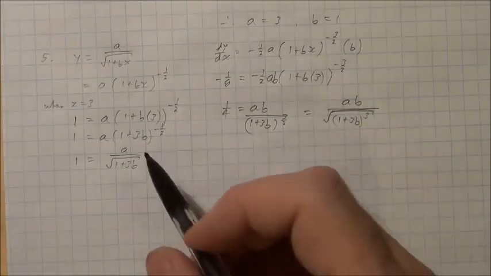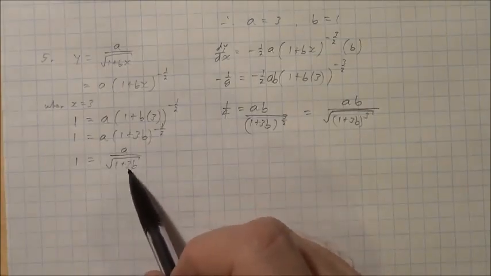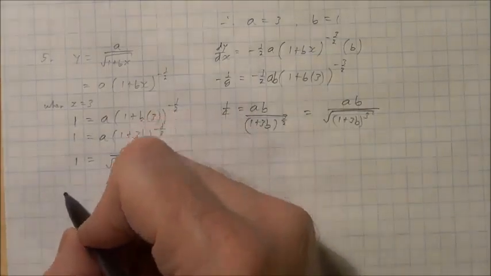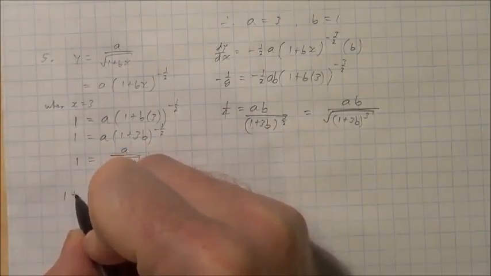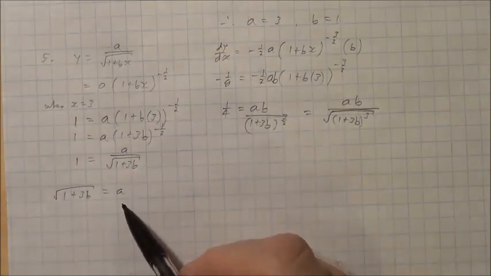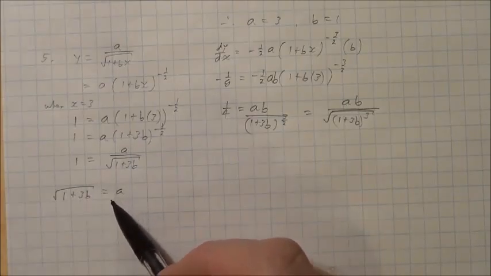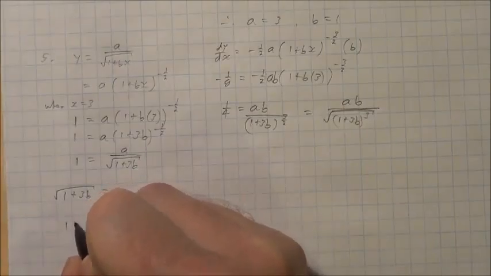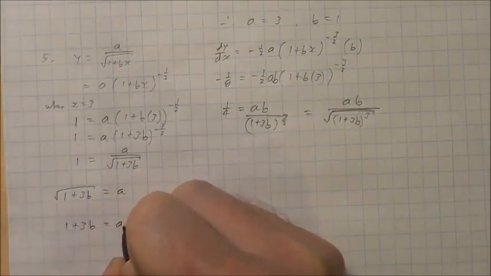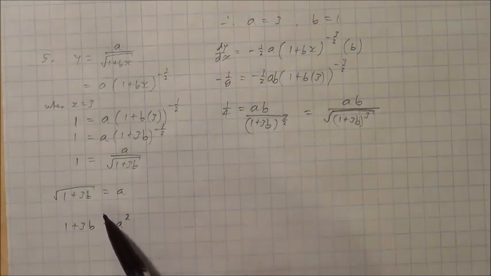So if I've got this here, I can multiply both sides by the denominator. So I can get the square root of 1 plus 3b equal to a. And then what I can do is perhaps square both sides here. So that would be 1 plus 3b equals a squared. So that's one part that we can do.